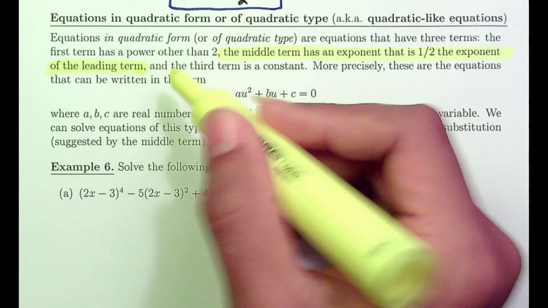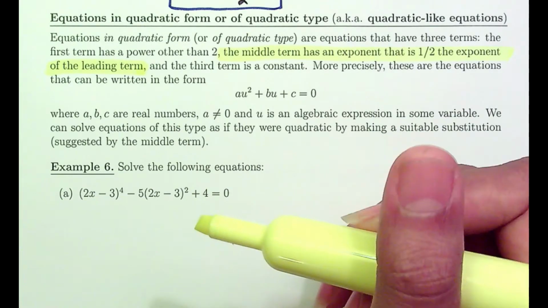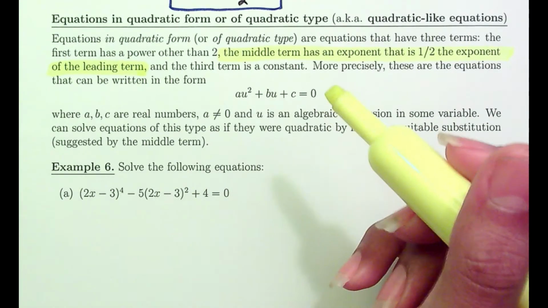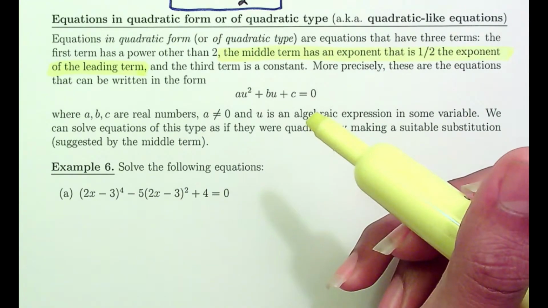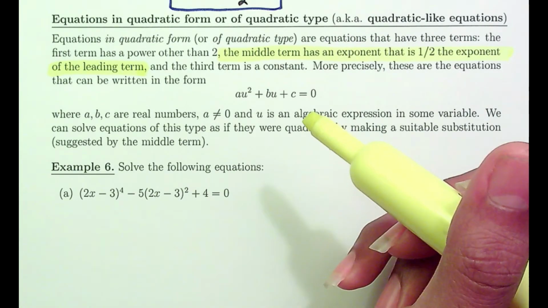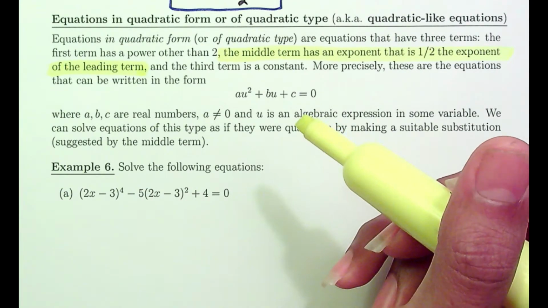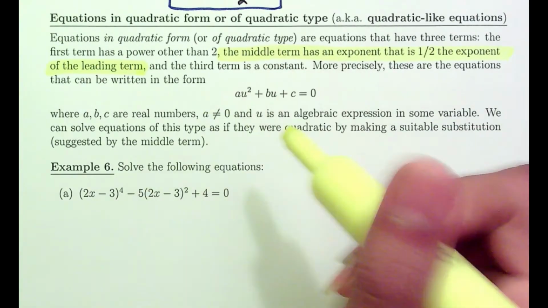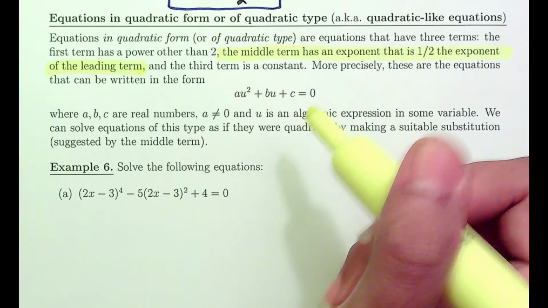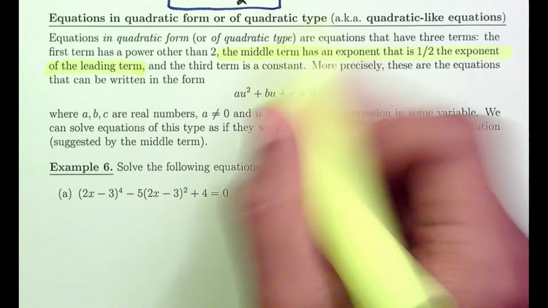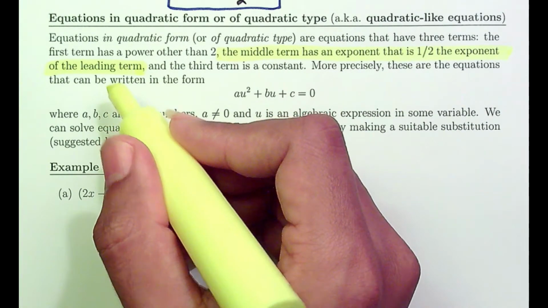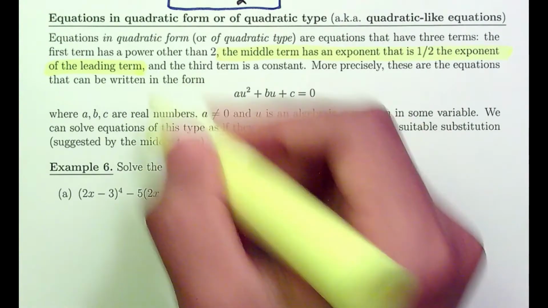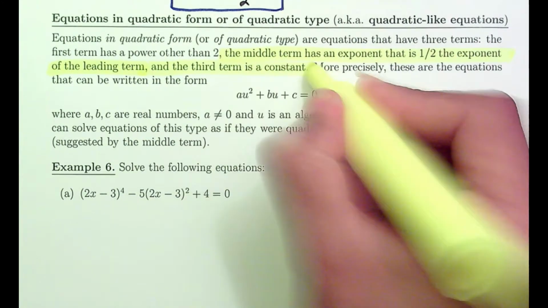The first term is going to have a power other than 2, because if it were 2, then it would be a quadratic equation. But it could be any exponent. It could be a whole number, it could be negative, it could be a fraction, a decimal. The important thing is that it's going to have three terms, and when you put them in order, the term in the middle has an exponent that is one half the bigger exponent, and the third term is a constant. It doesn't have a variable.